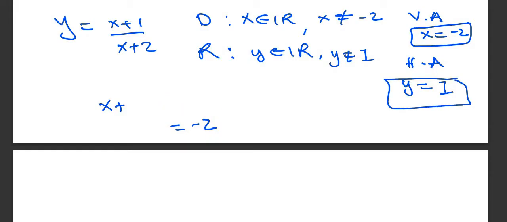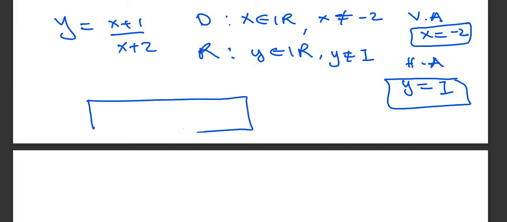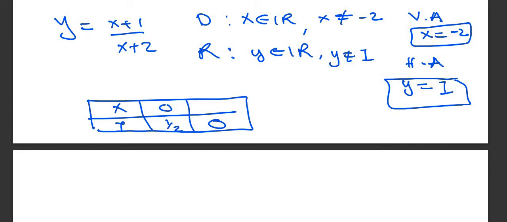Then once you have these two, it's easy for you to get your x and y intercept. So you're just going to put something like this, x and y intercept, to make life easy. Put a 0 there, put a 0 there. When x is 0, what do you get? You get 1 over 2. When 0 is put on y, you are simply going to get a -1 as the value of x.